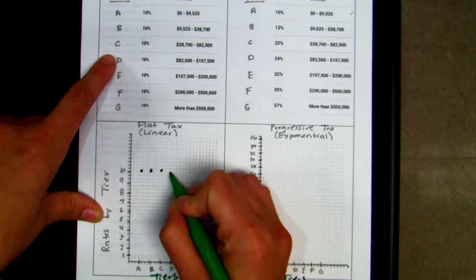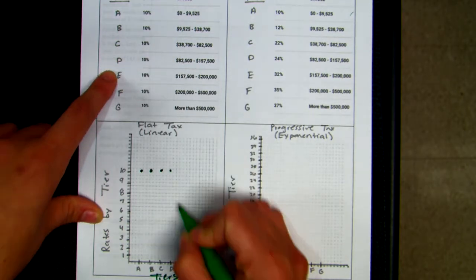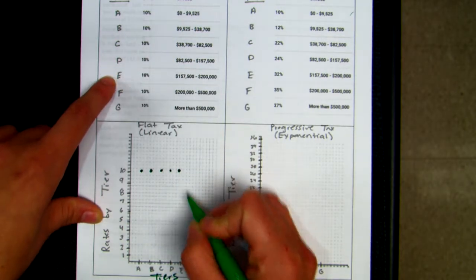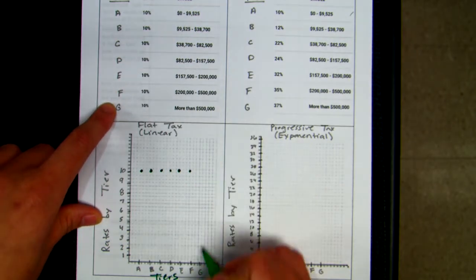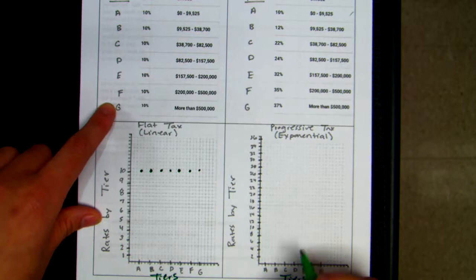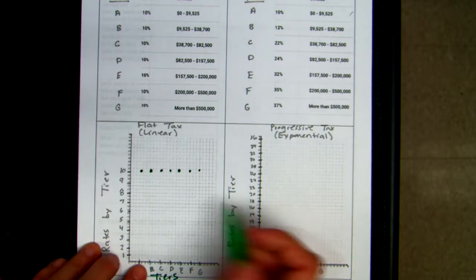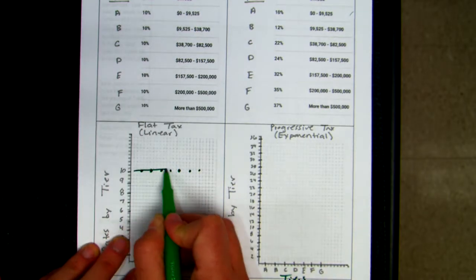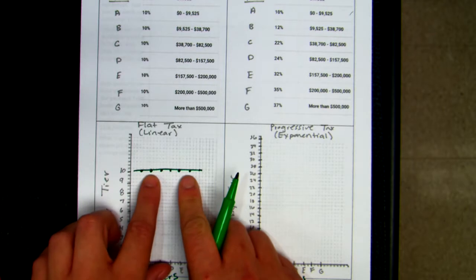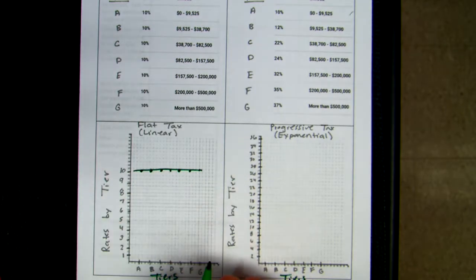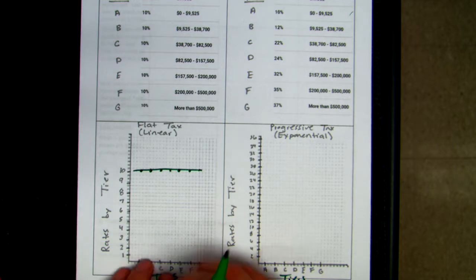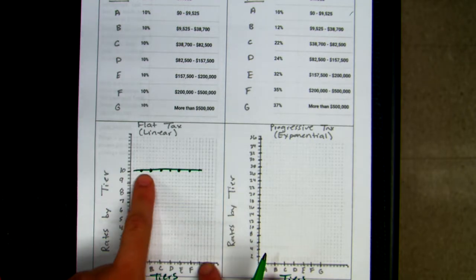Tier D, we're paying a 10% tax. E, we're paying a 10% tax. F, we're paying a 10% tax, and G, we're paying a 10% tax. So it's called a flat tax because everyone's paying the exact same rate. Okay? So no matter what you make, your rate is the same.